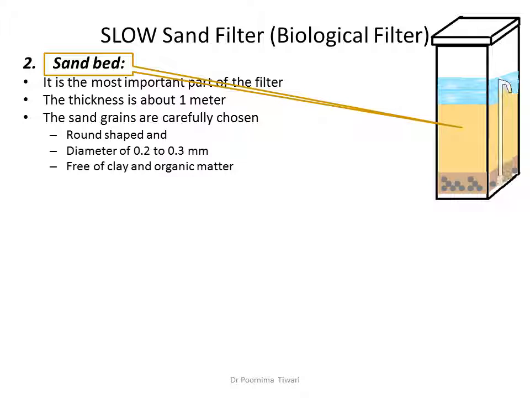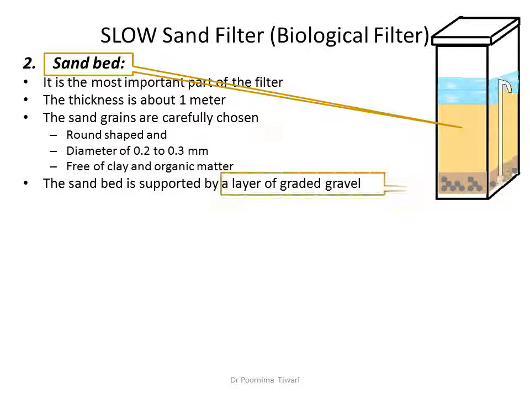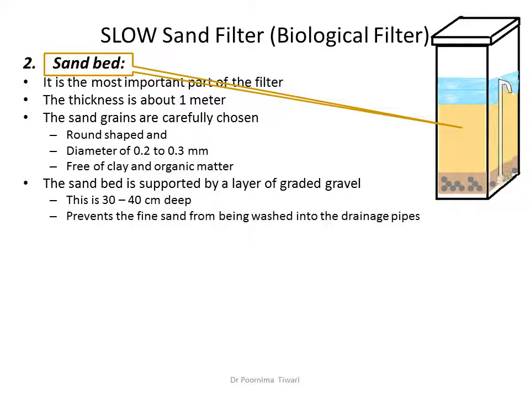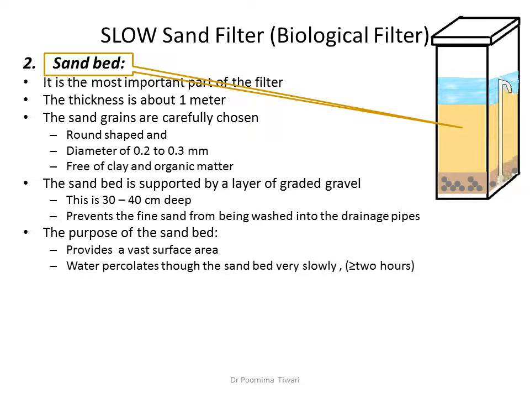The sand should be free of clay and organic matter. The sand bed is supported by a layer of graded gravel, which is 30 to 40 centimeters deep, and this layer of graded gravel gives support to the sand above and prevents the sand from collapsing and being washed into the drainage pipes. The purpose of the sand bed is to provide a vast surface area for water to be exposed. The water percolates through the sand bed very slowly.